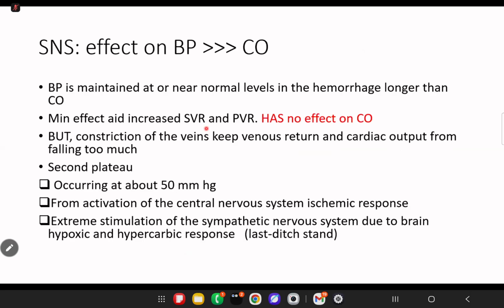The sympathetic nervous system mainly acts on your pressure, not your cardiac output. If you can remember, cardiac output equals stroke volume times heart rate. Your blood pressure equals cardiac output times SVR. Now your stroke volume is reduced, heart rate is increased, and your systemic vascular resistance is increased much more. So, you can see, even though there's a small reduction in your cardiac output, it is compensated by a greater increase in systemic vascular resistance, which will maintain your blood pressure.